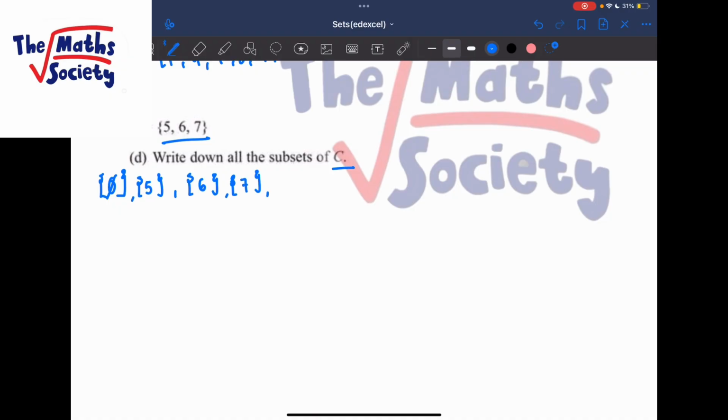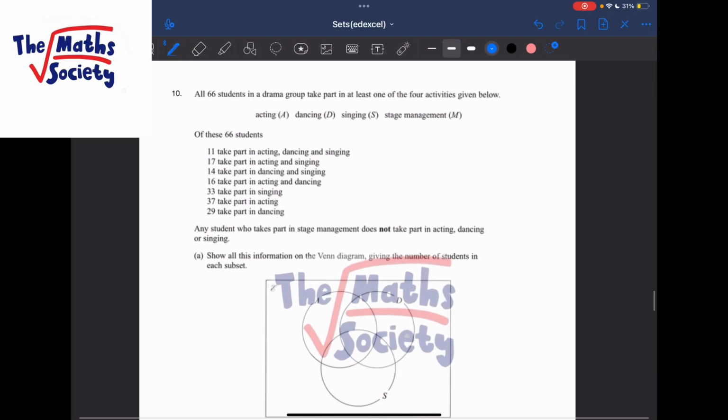So it's going to be 5, 6, 7, and then a double one, which is going to be 5, 6, 5, 7. That's going to be 6, 7. And then the triple one, which is going to be 5, 6, 7. And that's it. That's your subsets.